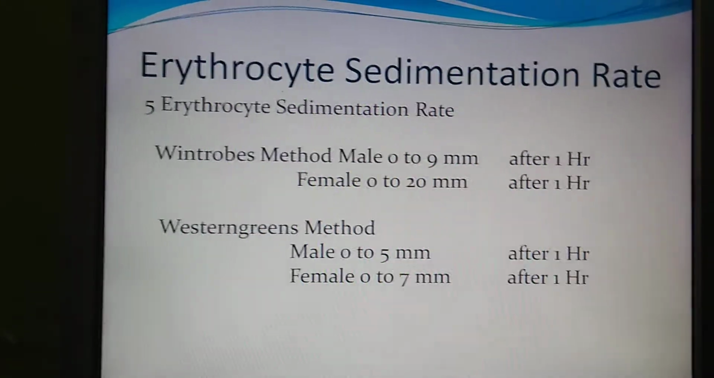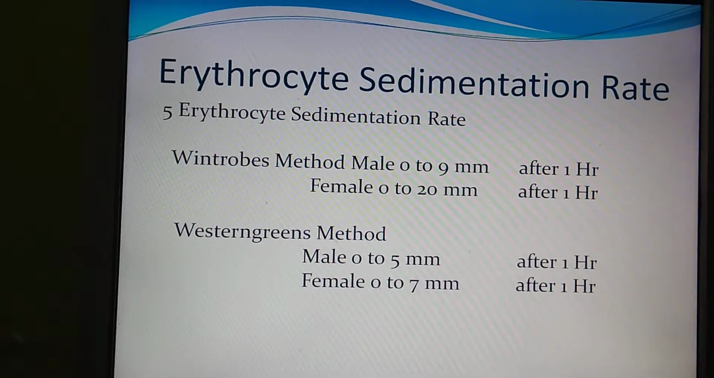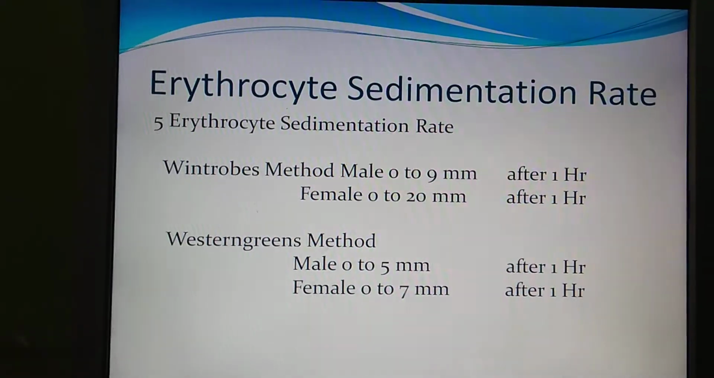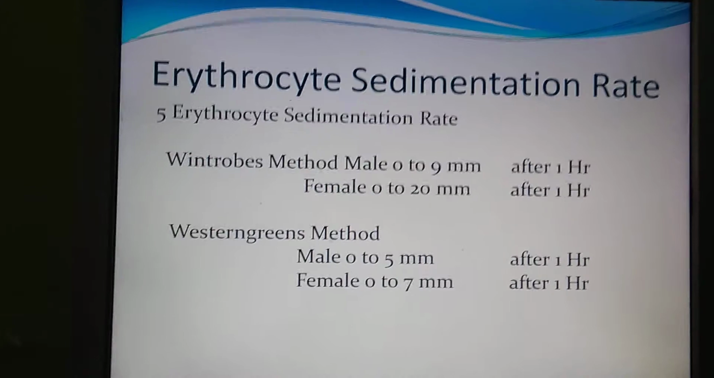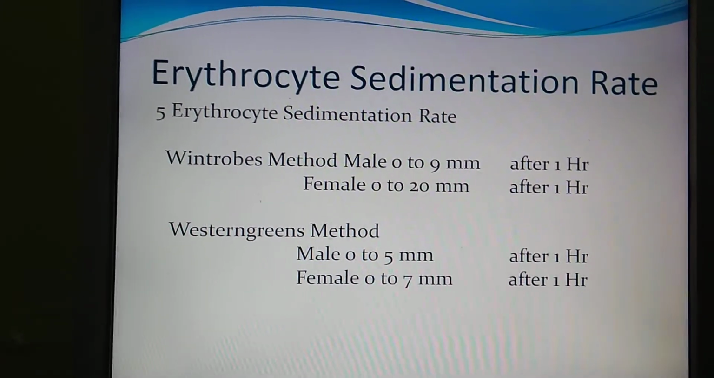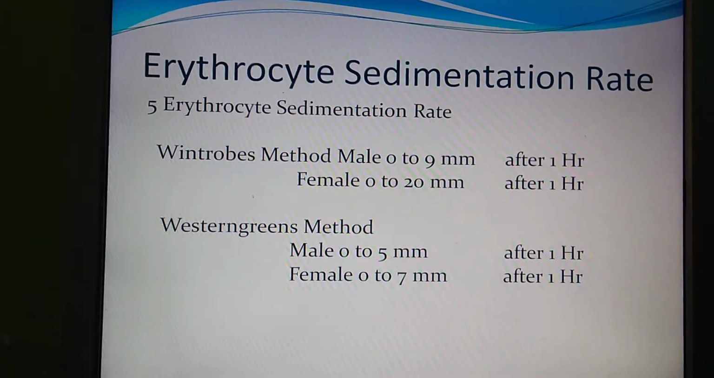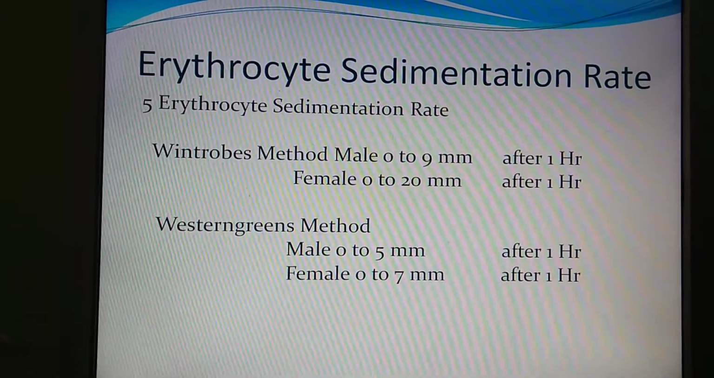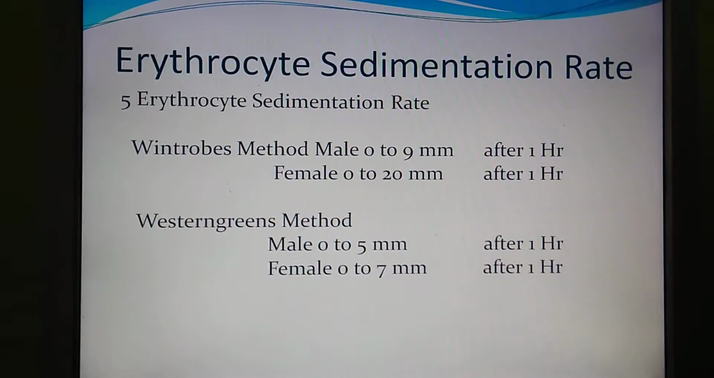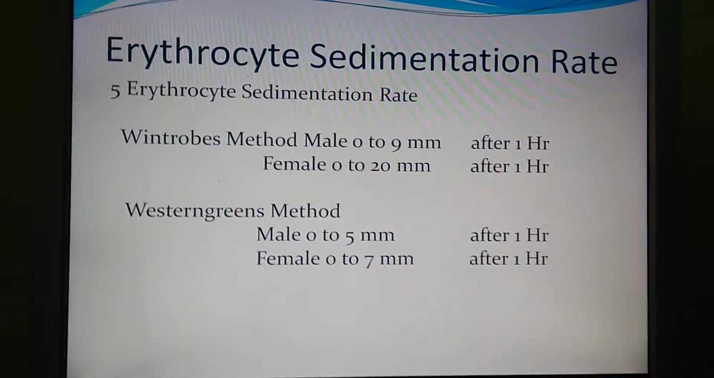Now, ESR, whose long form is erythrocyte sedimentation rate, and you are aware that erythrocytes means RBC. When you put blood in a container, you will observe that the RBCs settle down. Then, how much the RBCs settle after 1 hour is seen through the ESR test. There are two methods for ESR, Westergren's method and Wintrobe's method.